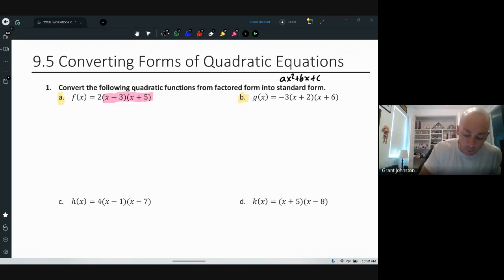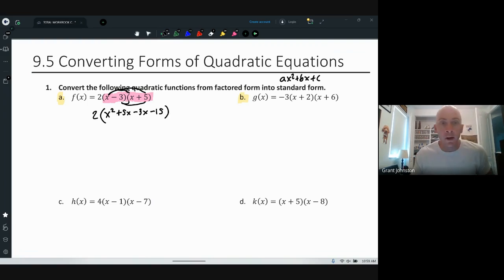So I'm going to expand that out first and then multiply the 2 to it. So I'm going to expand this out. That's going to be an x squared plus 5x, subtract 3x, subtract 15. And again, I'm going to multiply this by 2. So I'm just going to rewrite that 2 right there. But before I do that, I'm going to combine my like terms in here. That's going to be x squared plus 2x minus 15.